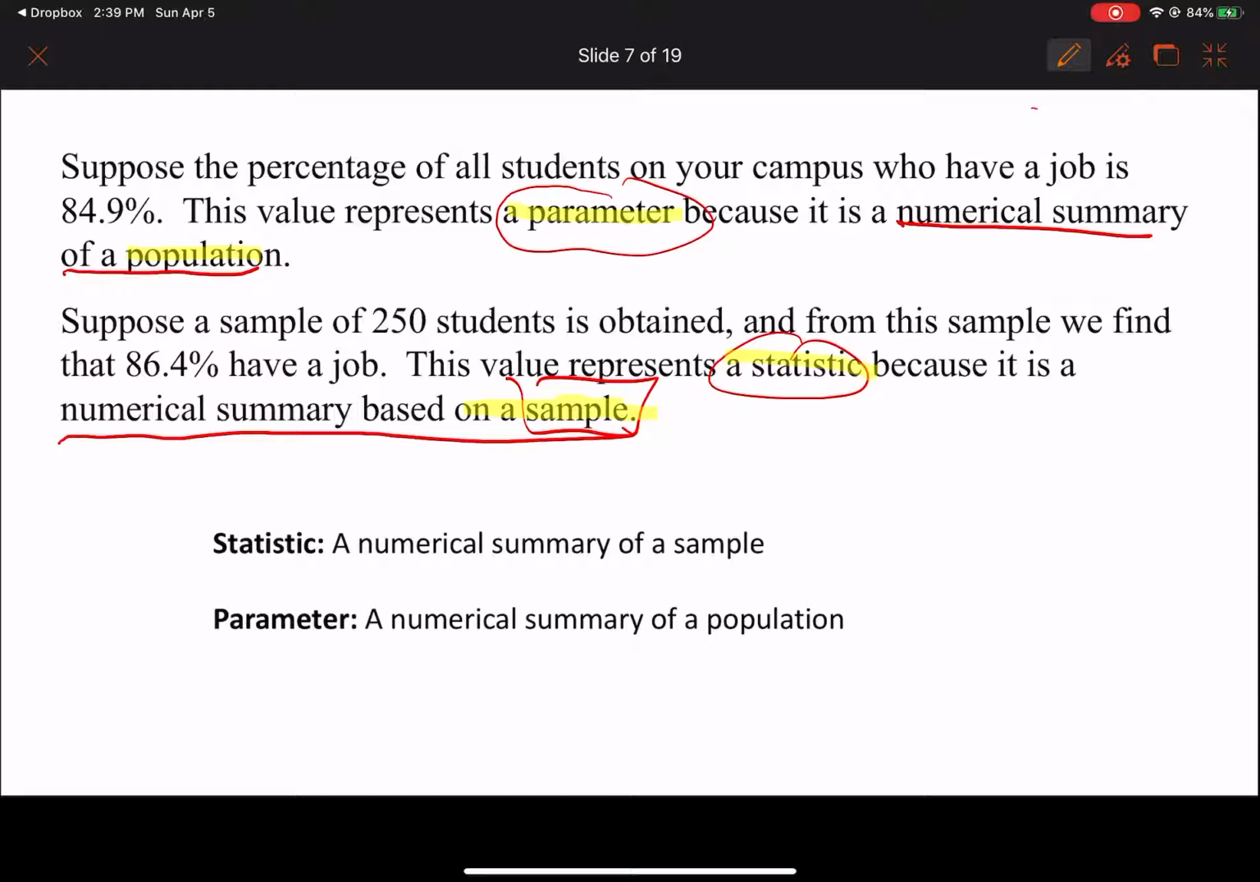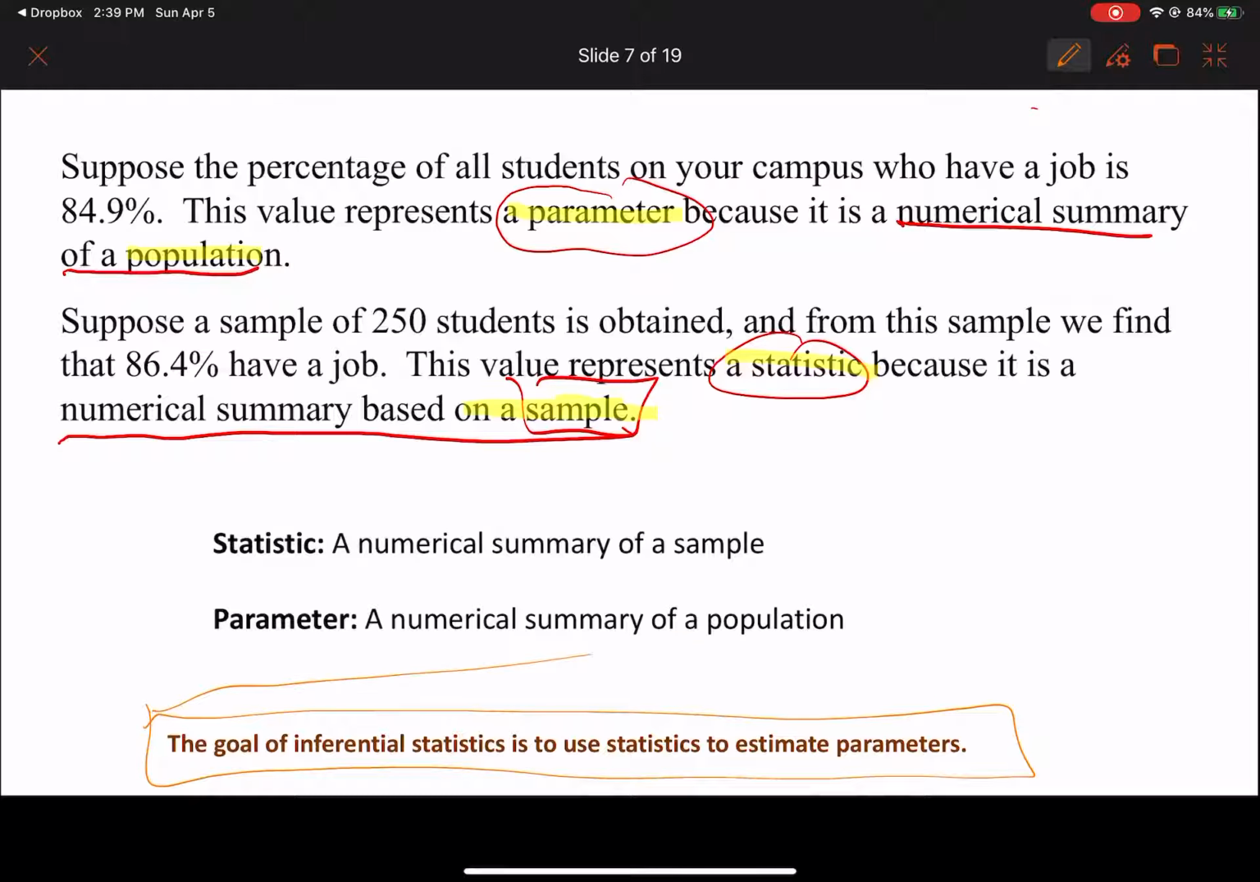Okay, let's move on. The goal of inferential statistics is to use statistics to estimate parameters. This is our goal, and this is what we are doing in this class.